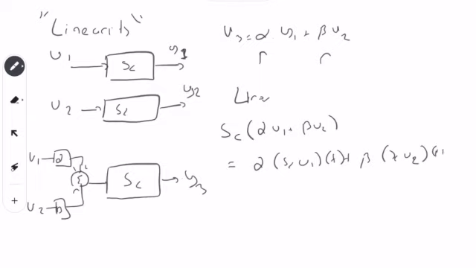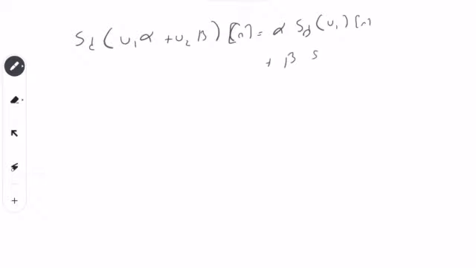In discrete time, it's very similar. We show it like this. S_d(alpha U1 plus beta U2)(n) should be equal to alpha S_d(U1)(n) plus beta S_d(U2)(n). If this equality is true for all alpha, beta, U1, U2, and n, your system is linear.